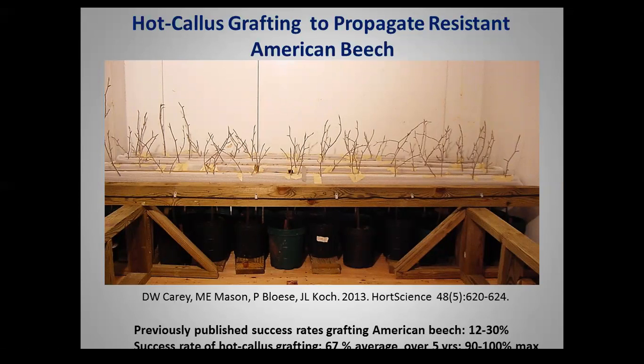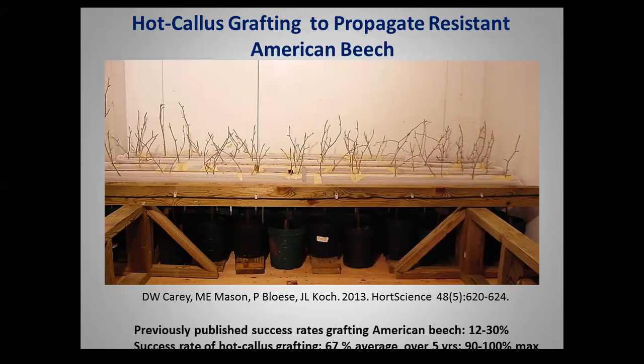And using this approach, we've been able to increase our success rate to up to 90 to 100%, with our 5-year average being about 67%. The variation is due to genotype. There are some genotypes that graft very readily, while others are more difficult. But this technique has allowed us to graft a very diverse number of genotypes. So unlike in the nursery industry, where you might be selecting a tree because it is easily grafted, we wanted to be able to include a lot of genotypes in this work.